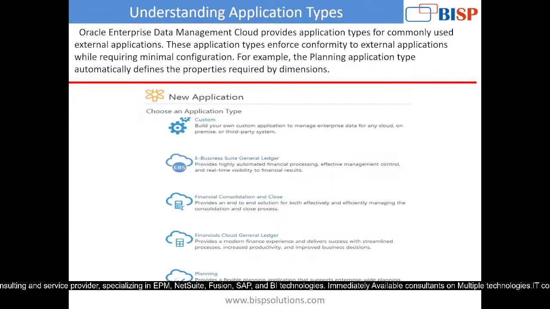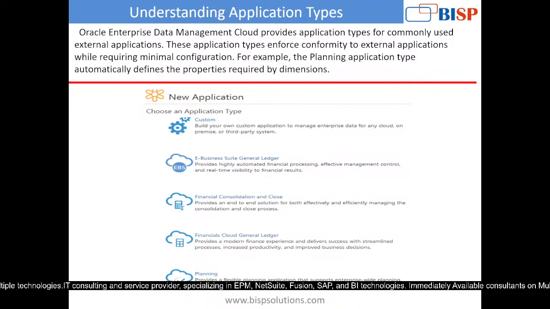Okay, and then we understand the types of application. As I told you, EDMCS has various predefined applications through which we can create applications, and it basically has all the major Oracle applications to maintain their metadata. Oracle EDMCS provides application types for commonly used external applications. These application types enforce conformity to the external application while requiring minimal configuration. For example, the planning application type automatically defines the properties required by the dimensions.